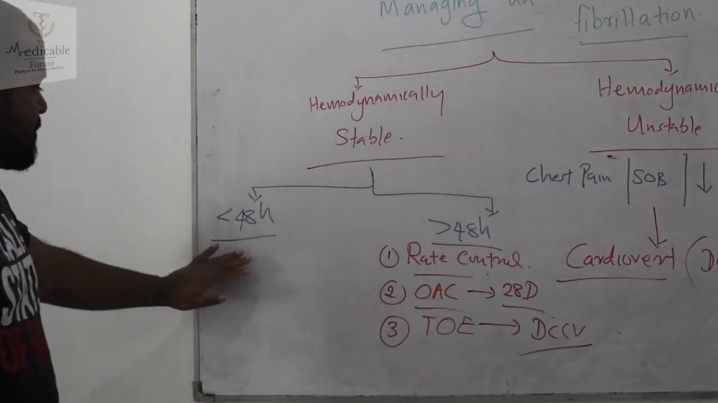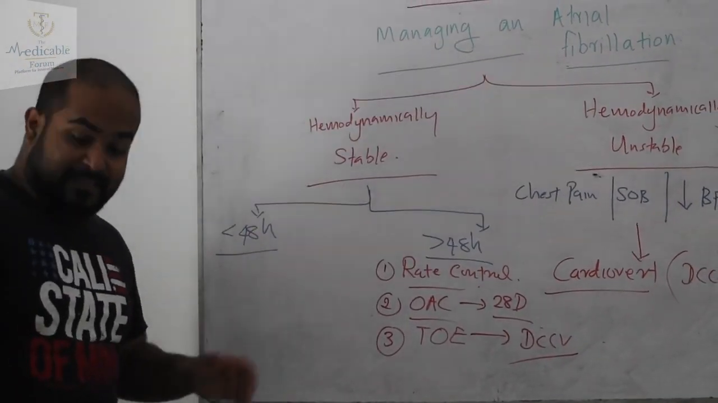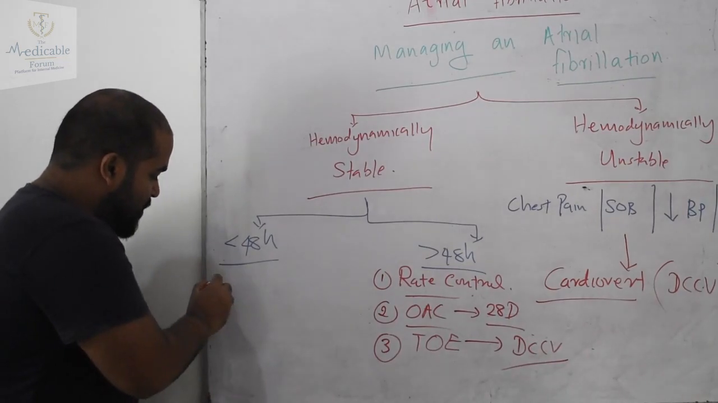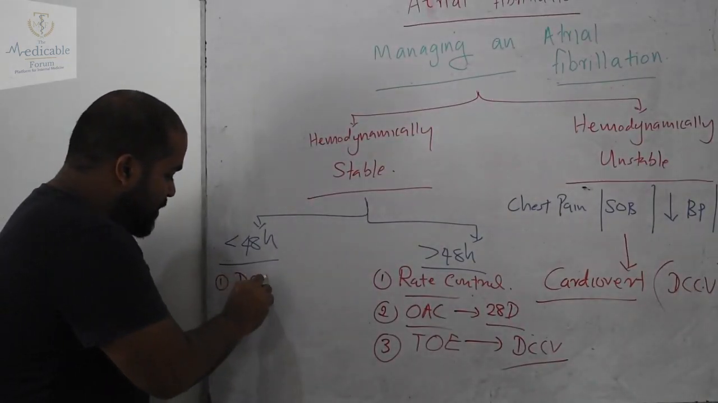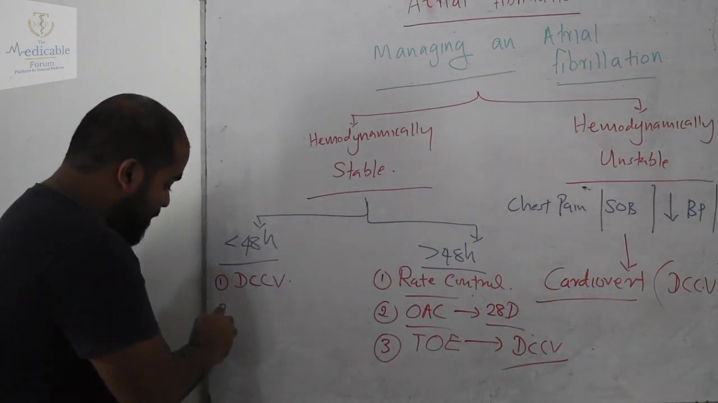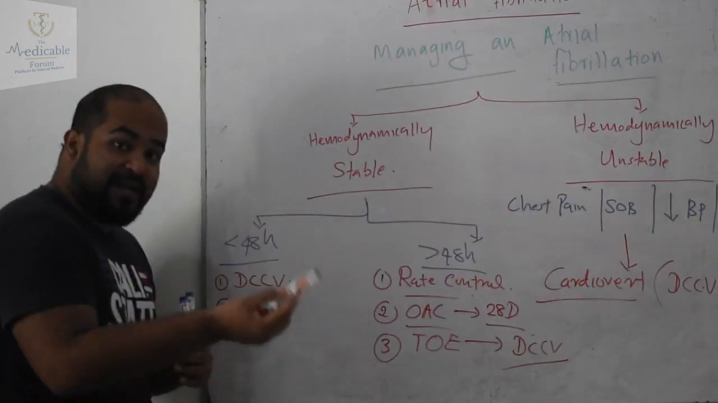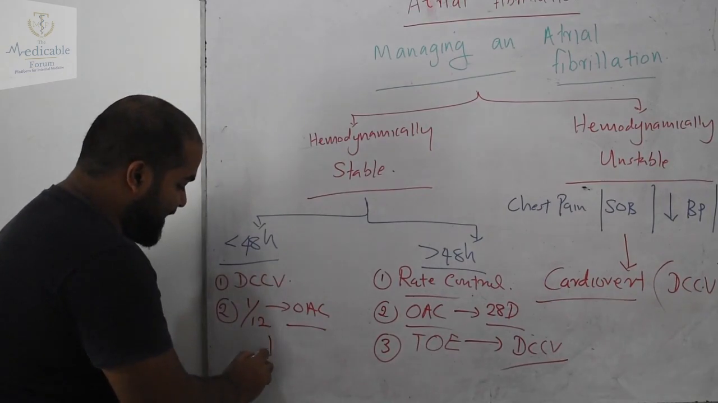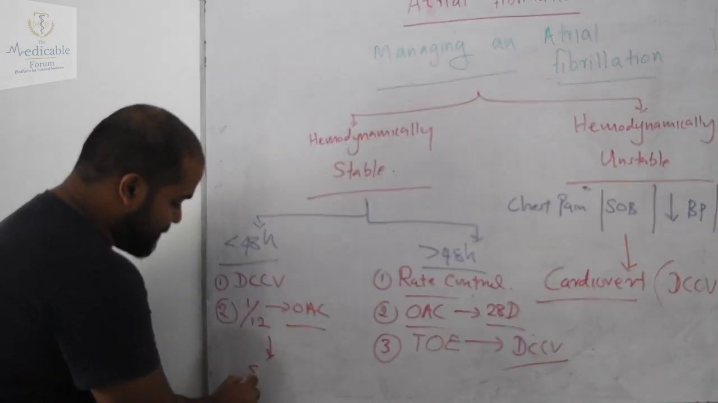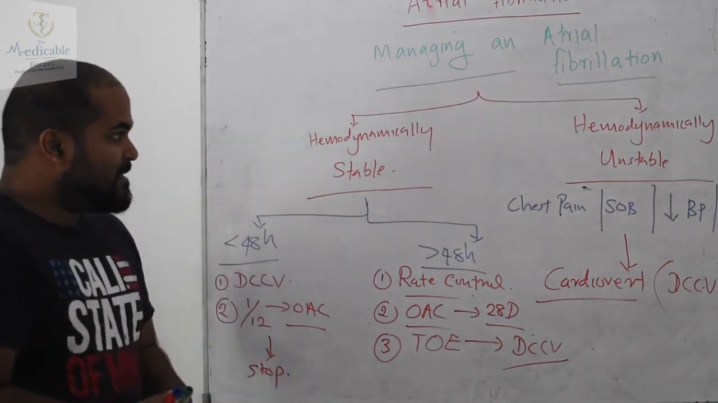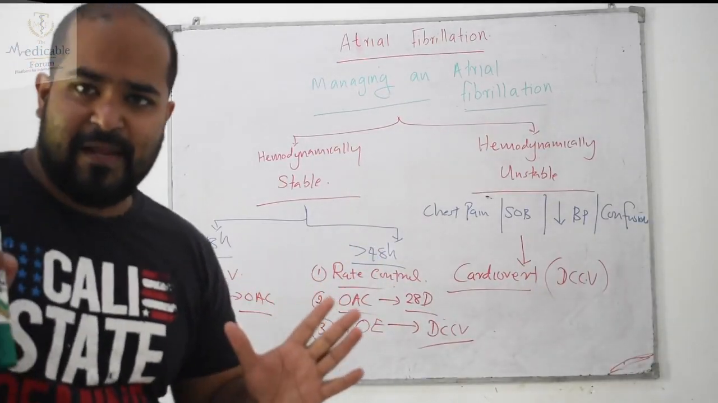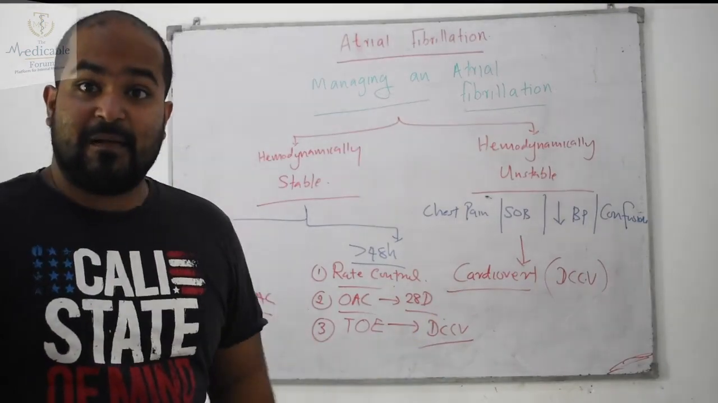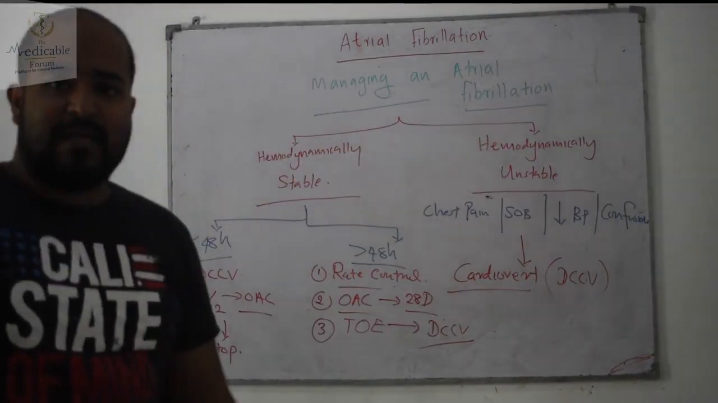But look at this entity, hemodynamically stable. If they are hemodynamically stable and less than 48 hours, you don't have a risk. So you can directly go for DC cardioversion and revert the rhythm, but mind you, after getting the rhythm back, for 1 month you need to put them on oral anticoagulants, and later you can re-evaluate and stop. So this is the whole plan of how to manage atrial fibrillation depending on whether they are hemodynamically stable or unstable. Stable and unstable. It's quite simple.